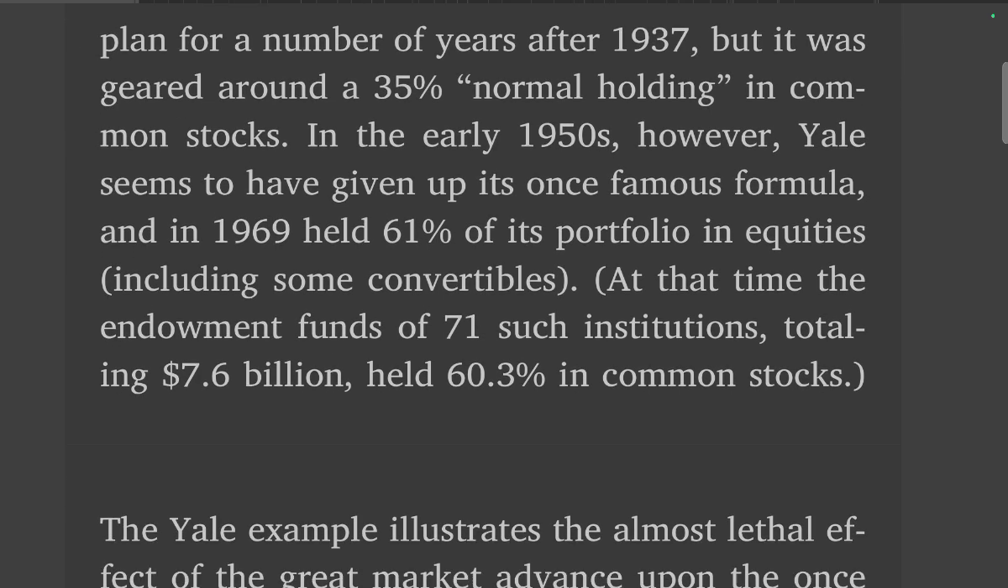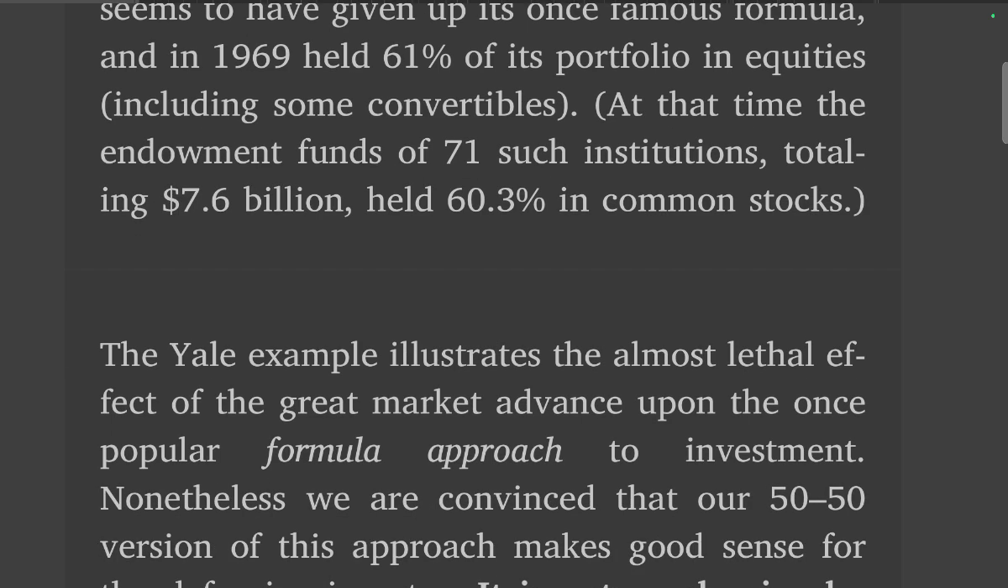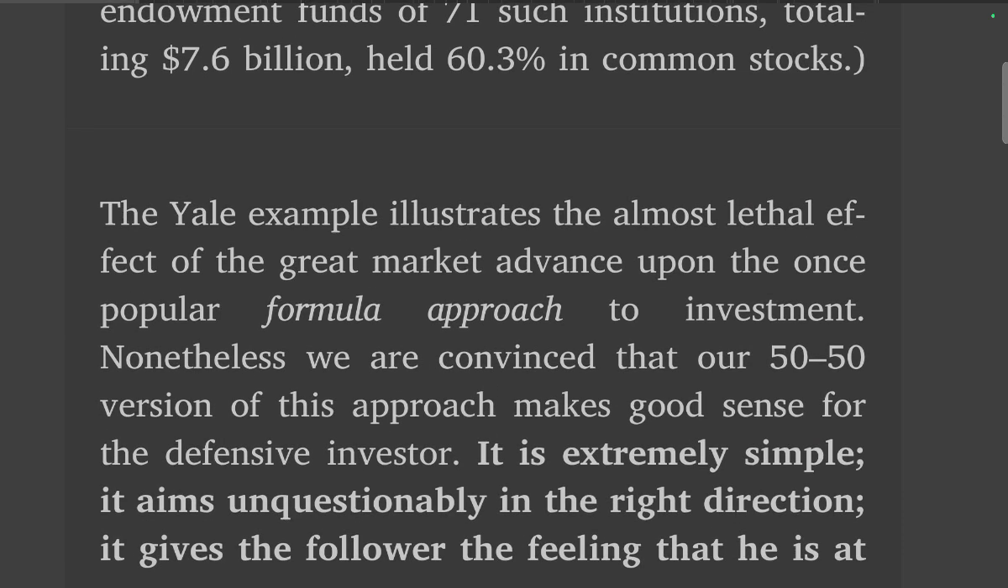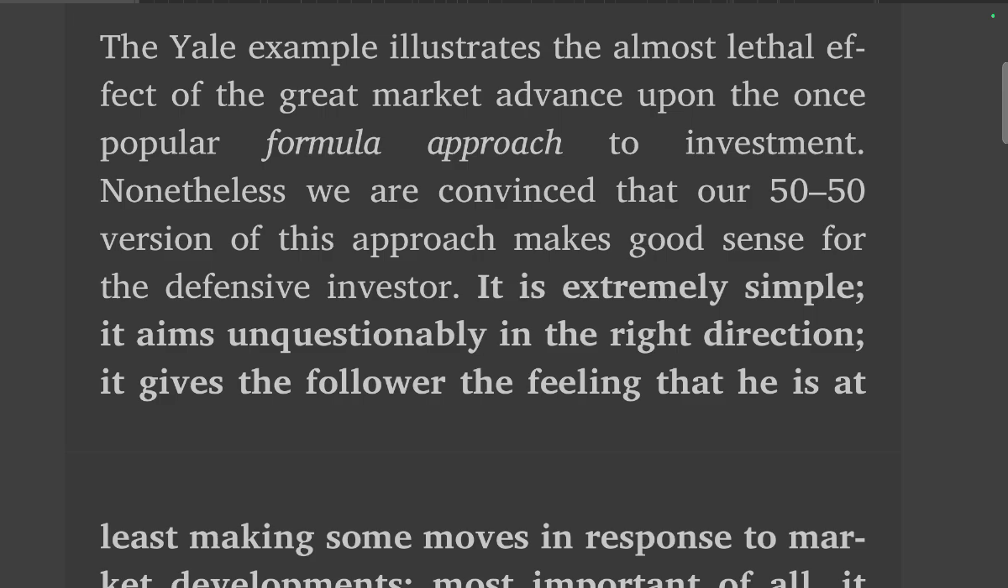It held 61% of the portfolio in equity, including some convertibles. At the time, the endowment fund had 20% of assets invested, in total 7.6 billion, or 60.3% in common stocks. The Yale example illustrates almost a lethal effect of a great market advance upon the once popular formula approach to investment. Nonetheless, we are convinced that the 50-50 version of the approach makes good sense for the defensive investor.